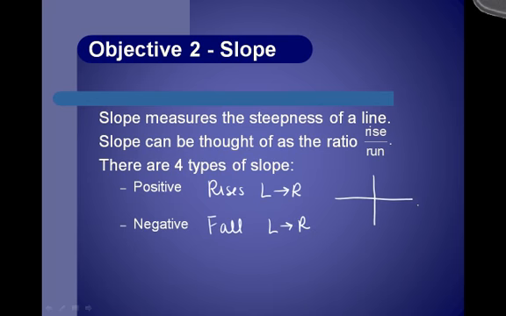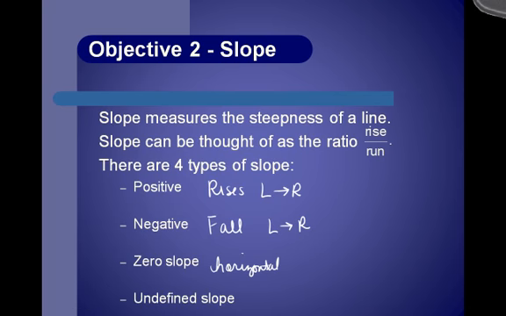So if we had a line that looked like this, because going from left to right it rises, this would be a positive slope. A negative slope is one going from left to right that goes down, or we say falls. That would be a negative slope. The third type of slope is zero slope. That means that the line is a horizontal line, just like the constant function that we did.